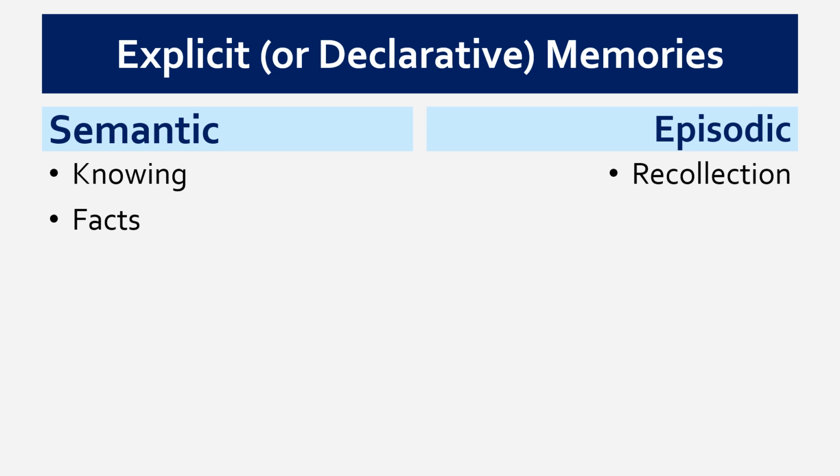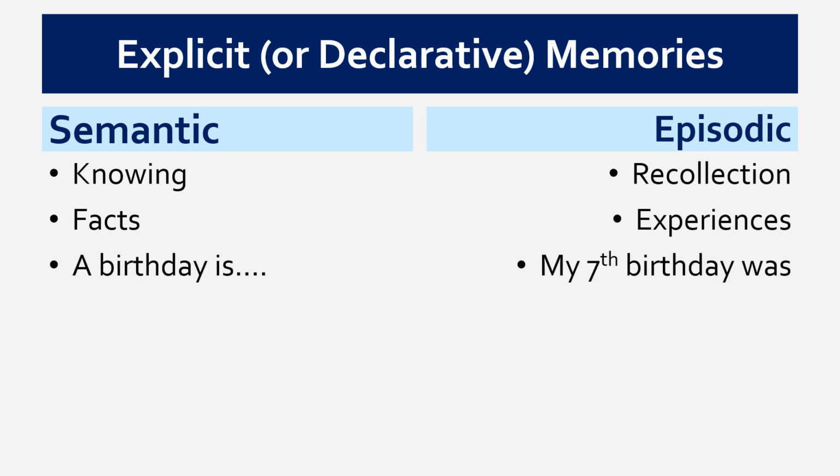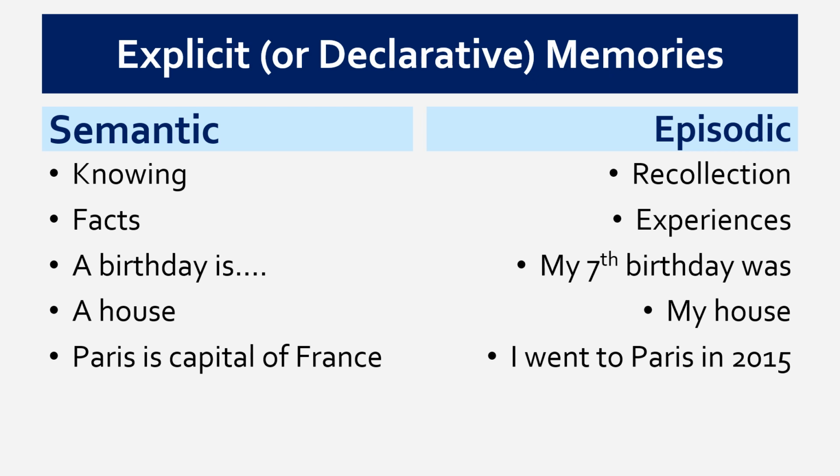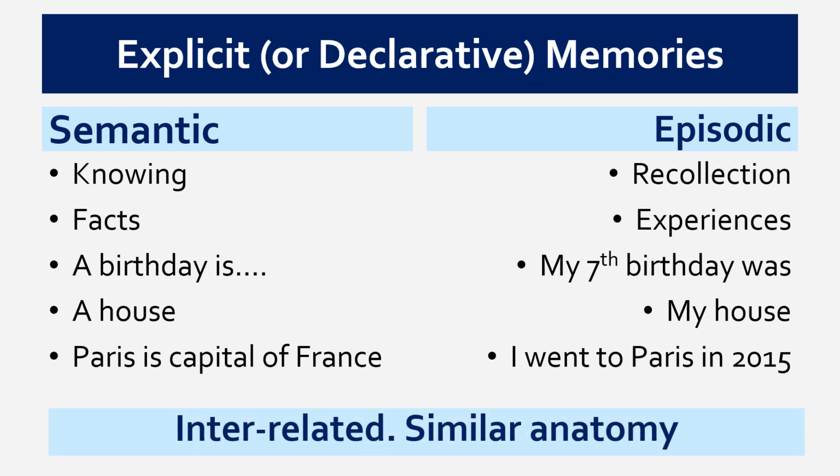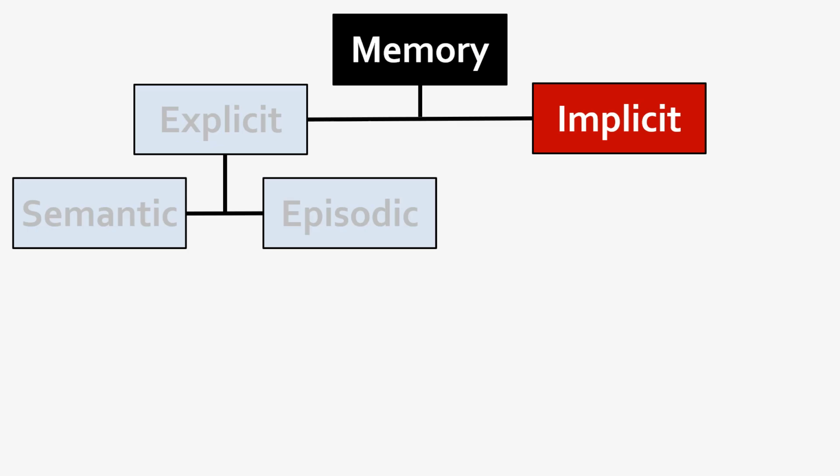Semantic is the sort of thing we think of as facts or specific details, whereas episodic memory is the recollection of experiences. So semantic is knowing what a birthday is. Episodic might be recalling the experience of a particular birthday that you had. A semantic memory might be knowing what a house is, to describe what the key features of it are. An episodic memory might be the memory of your house. A semantic memory is knowing that Paris is the capital of France. An episodic memory might be recalling a trip that you made to Paris a few years ago. These types of memory are interrelated. The anatomy of them is very similar, as I'll show you in a second, but we do think of them, at least from a psychological perspective, as different constructs.